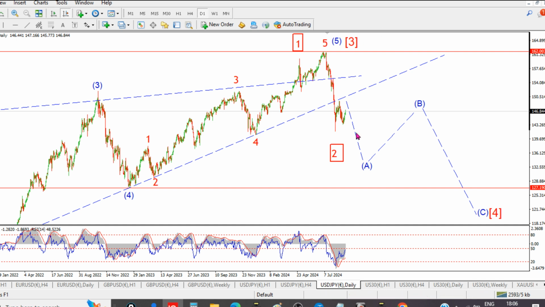The main count I'm going for, let's say I'm erring on the side of caution here.